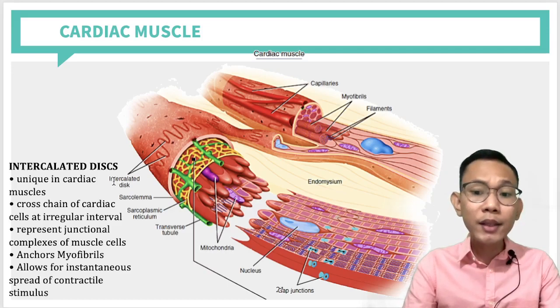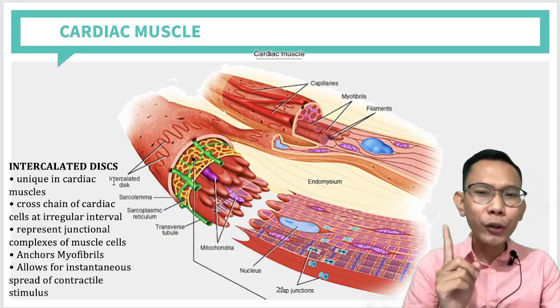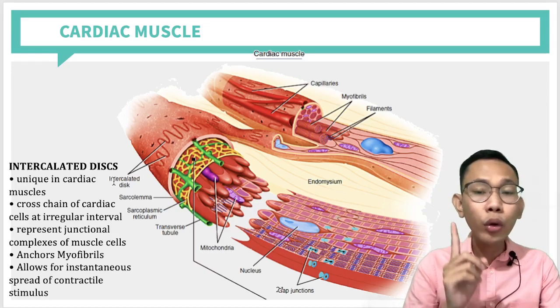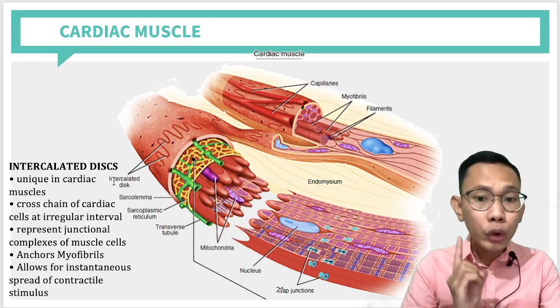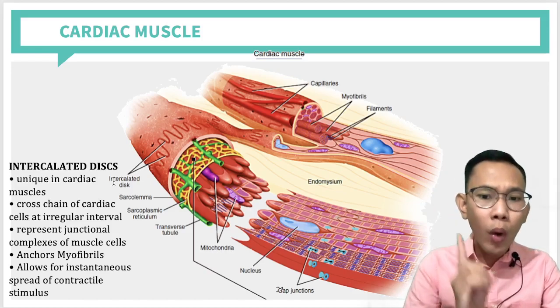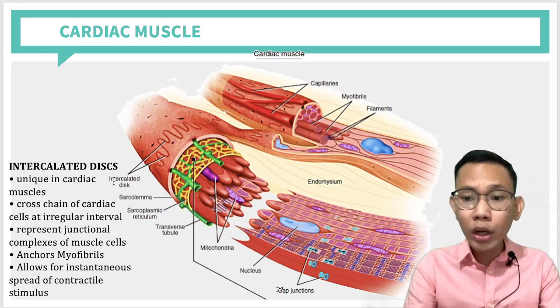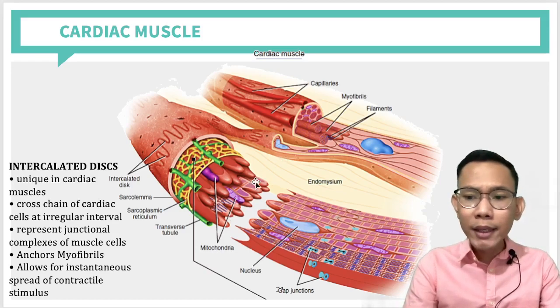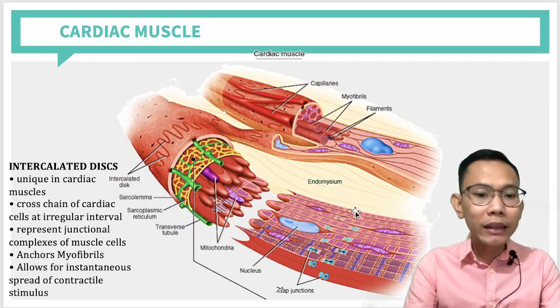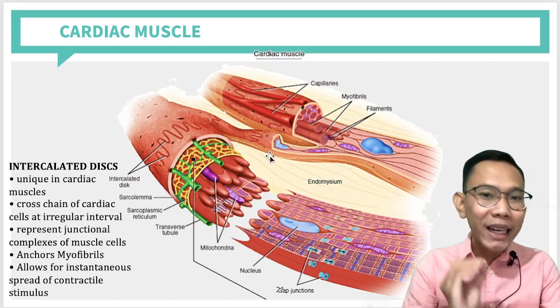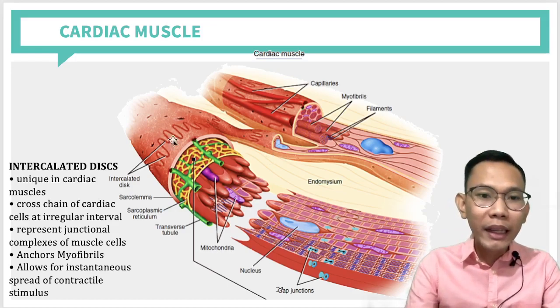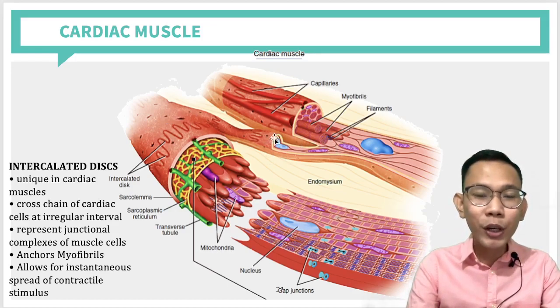Your cardiac muscle cells exhibit only one or two central nuclei, unlike your skeletal muscle, which is multinucleated, with nuclei located peripherally. Again, that is one important distinguishing factor of your cardiac muscle. Your cardiac muscle cells are also shorter than your skeletal muscle, and as you can see, they exhibit branching. Unlike your skeletal muscle, where you cannot see any branching, in your cardiac muscle there is a presence of branching.